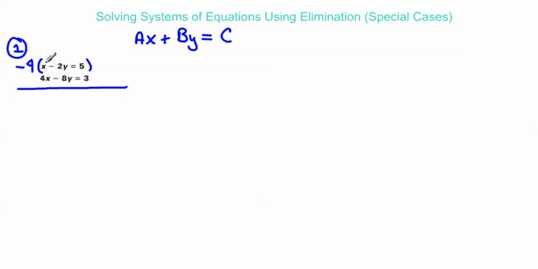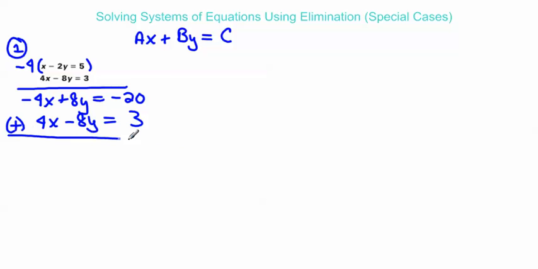So when I distribute, negative 4 times x is negative 4x. Negative 4 times negative 2y is positive 8y. And then negative 4 times 5 is negative 20. And then I'm just going to rewrite the second equation, 4x minus 8y is equal to 3. Remember, my goal was to get rid of the x term, so I'm going to add these two equations together.